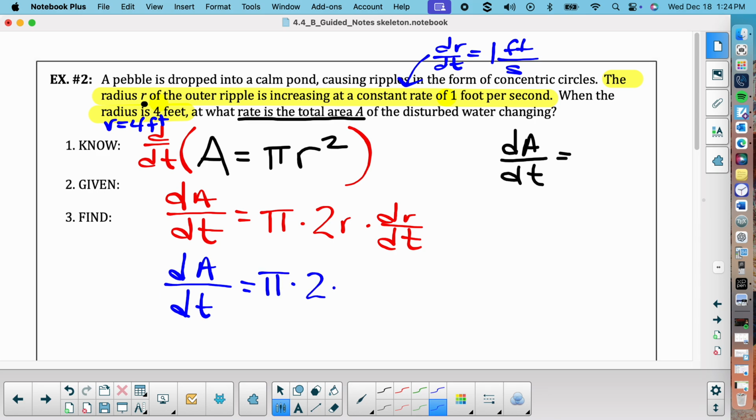So R was 4 feet. dr dt was 1. Actually, you know what? I changed my mind. I will be putting labels in, because I was going to say the answer when you're done absolutely has to have a label. So 4 feet times 1 foot per second. When we multiply that all out, we're going to have 8 pi feet squared per second.